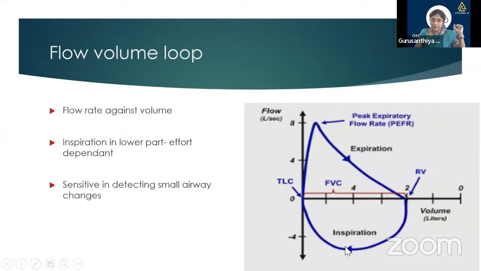The inspiratory part is totally effort dependent. In the expiration part, this part of the graph until the peak expiratory flow rate is effort dependent. After this part of the graph, whatever effort you put in, this is going to be an effort independent part of the curve. Whatever amount of extra effort you put, you will be exhaling the same amount only, no extra. So this part of the curve is effort dependent and this is effort independent. This is actually used in detecting changes in the smaller airways.